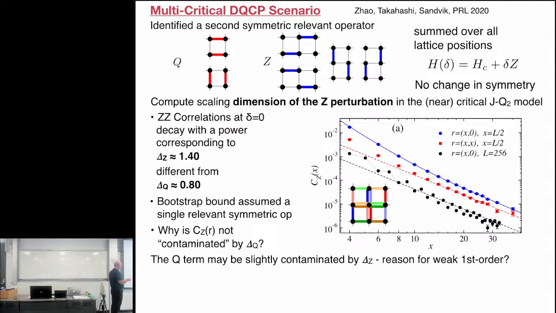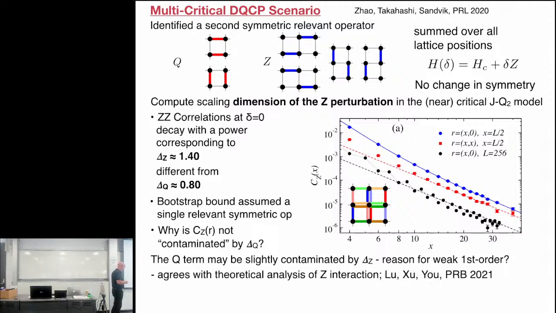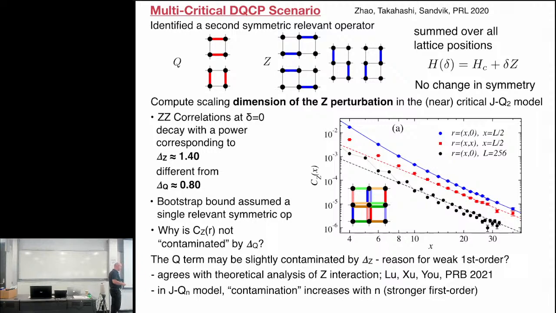Now, for some reason that we don't understand, this Z doesn't seem to be contaminated by this scaling dimension, but most likely this one is contaminated a little bit by this other operator that has that scaling dimension. Probably that's why the transition is weakly first order, because there is actually another relevant symmetric operator. Now, there's some theory paper already discussing all this, and let me not talk about it, but if anybody's interested, look up this paper. But then the claim that it's generic is false.